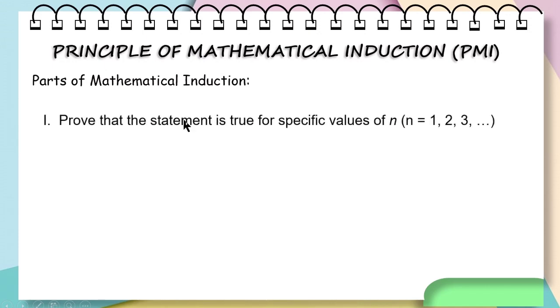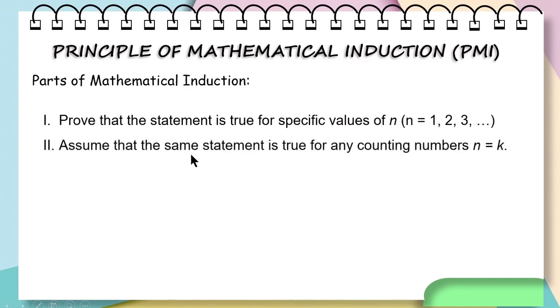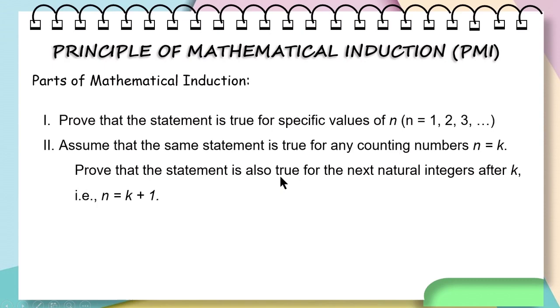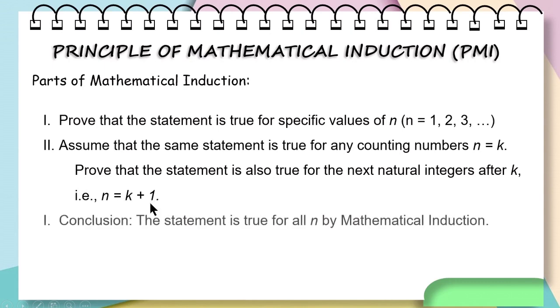The first part aims to prove that the given statement holds for n equals 1, 2, 3, and so on. The second part is the hypothesis of induction. Assume that the same statement is true for any counting number k. Then, we're going to prove that if the given statement holds for some natural number k, then the statement is also true for the succeeding natural number k plus 1. Then the last part, or the last step, is the conclusion.